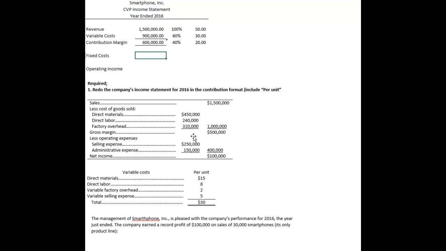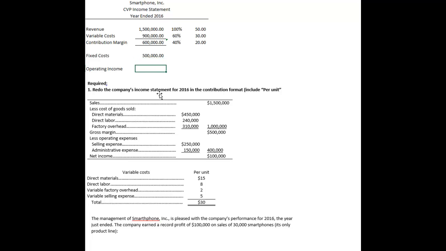Now to get my fixed costs, I'm going to make this very simple. We know our total costs in the traditional income statement are the 1 million plus the 400,000, so 1.4 million, and we've already accounted for 900,000 up here. So the difference between the 1.4 million and the 900,000 is 500 grand. That has to be my fixed cost.